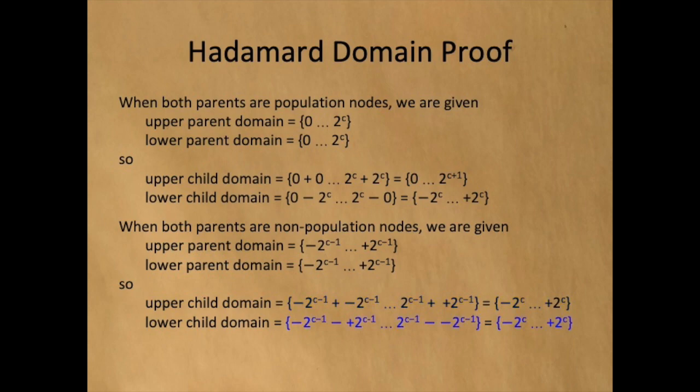And the lower child Hadamard will be the difference of the two parent Hadamards, so the lower child domain will range from minus 2 to the c minus 1 minus plus 2 to the c minus 1, all the way up to 2 to the c minus 1 minus a negative 2 to the c minus 1. This equals minus 2 to the c to positive 2 to the c, which is the non-population domain in the next column. This covers all 4 cases.